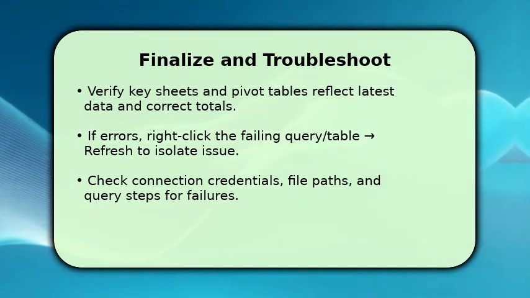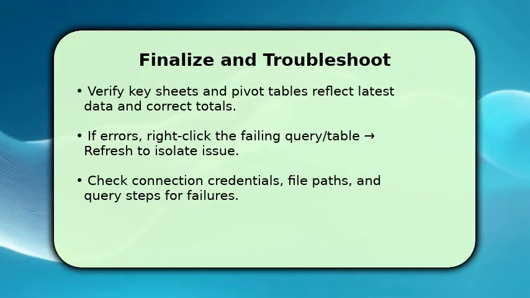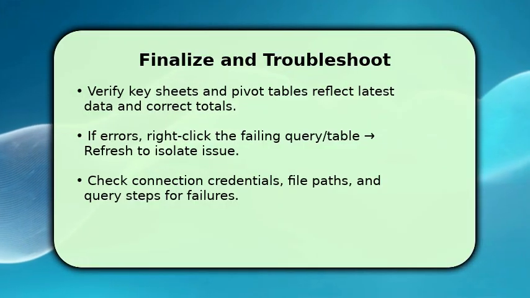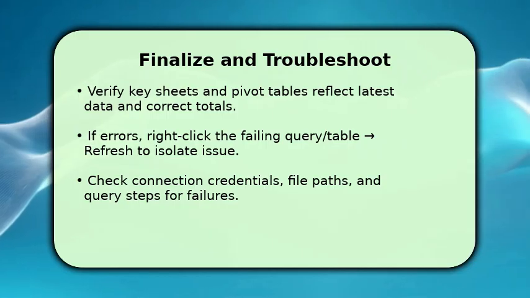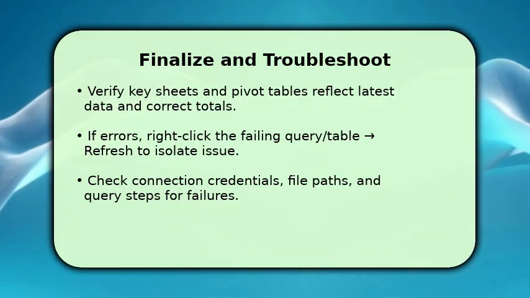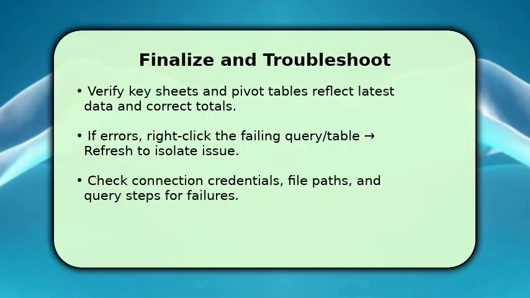If a specific table failed, right-click that query or table and refresh it individually to isolate the fault. Make sure credentials, network paths, and source file names haven't changed. Incorrect credentials or moved files are the most common causes. If problems persist, open Query Editor to review steps. Once fixed, run Refresh All again to complete the update.